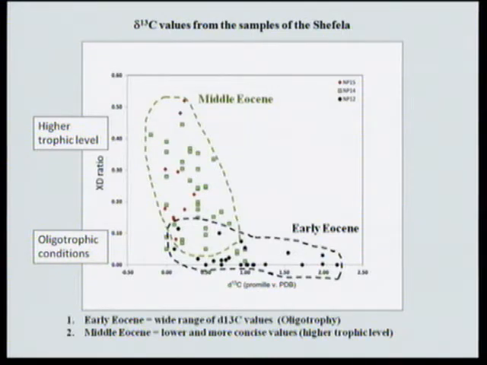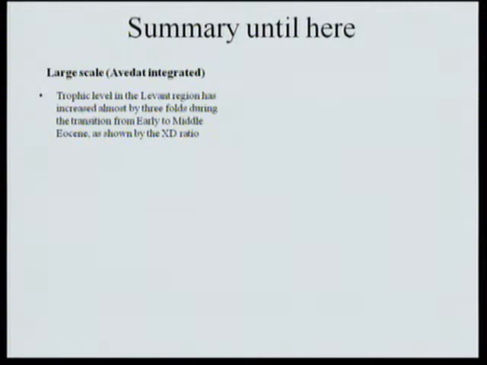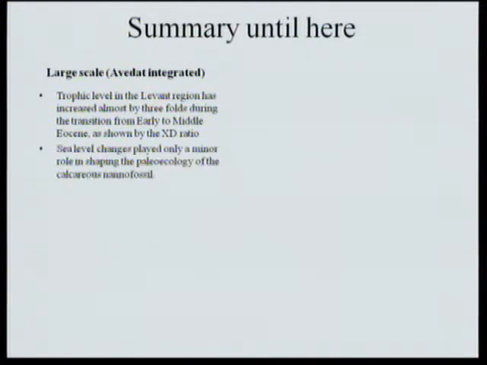So the early Eocene shows a wide range of delta C13 values. This is oligotrophy. And the middle Eocene shows lower and more concise values of higher trophic level. In summary, until here, we have, on a large scale, the trophic level in the Levant region has increased almost threefold during the transition from early to middle Eocene.